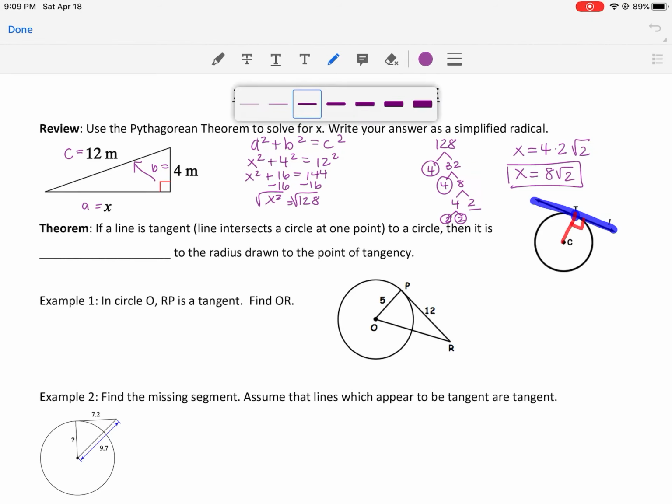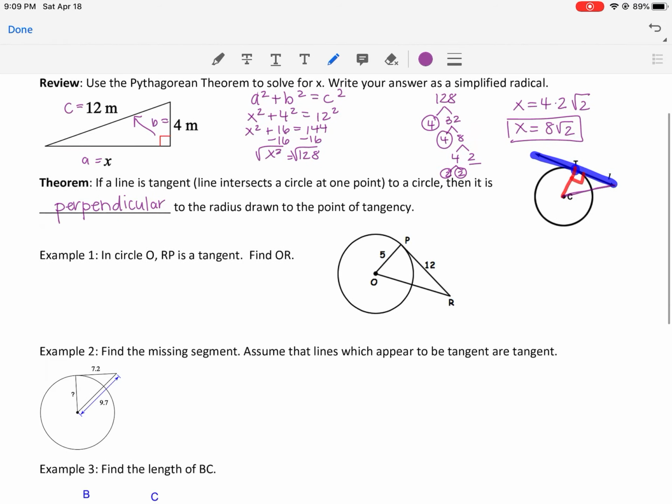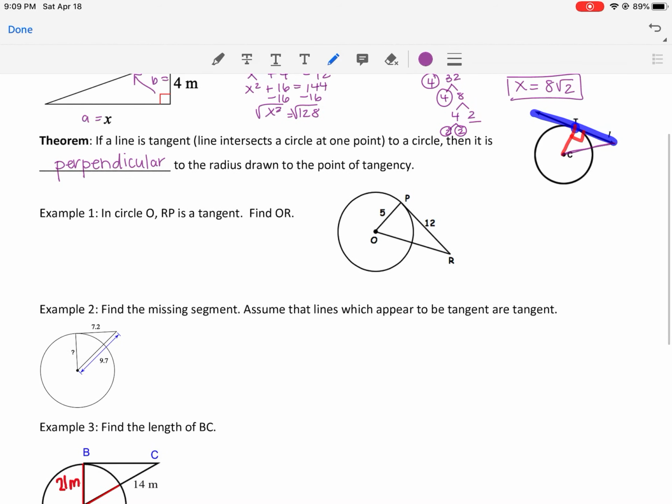So if we go over here on our left, we're going to fill this in with perpendicular. And the cool thing is, if I then connect C to some other point on that line that's tangent, I'll get a right triangle. And that's mostly what we're working with here. So here we have in our circle O, RP is tangent. Okay, great. So that means that length of 12 is tangent, so this is a right angle right there.